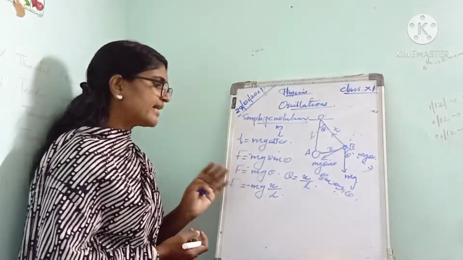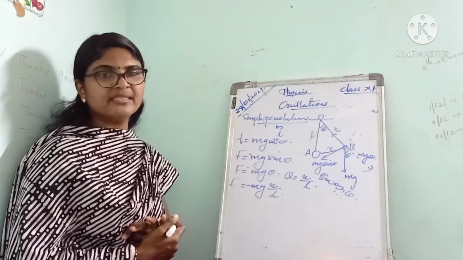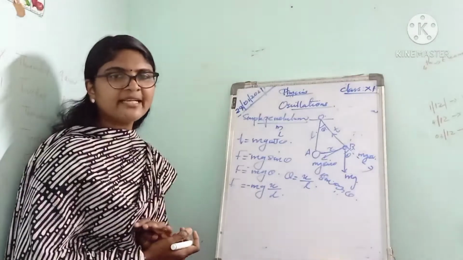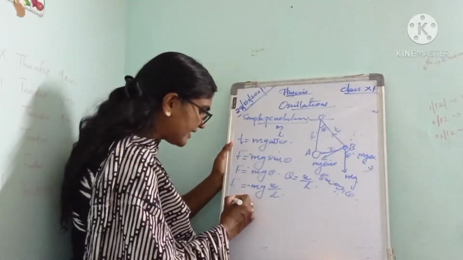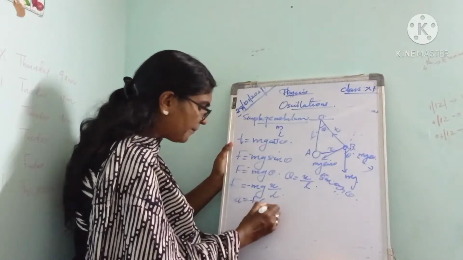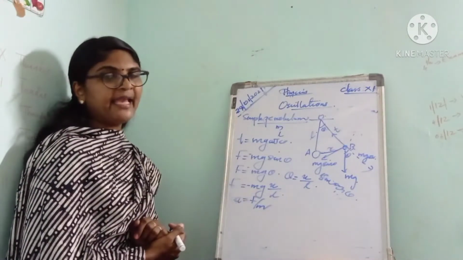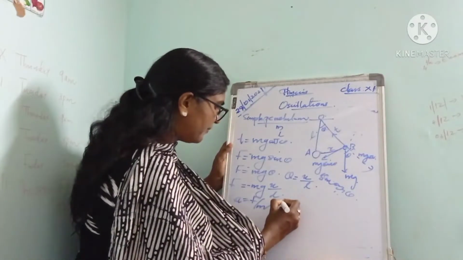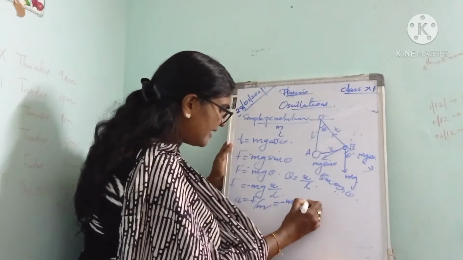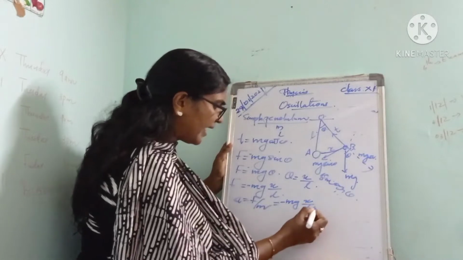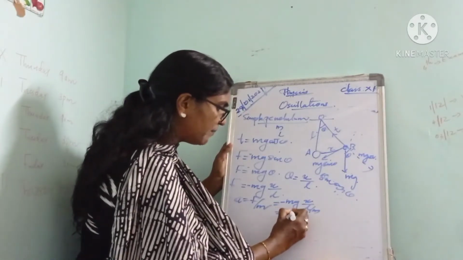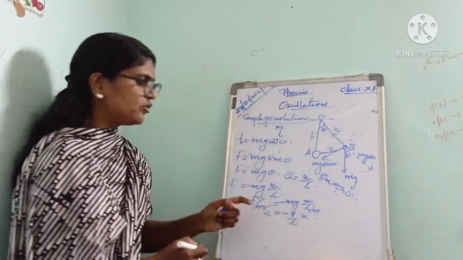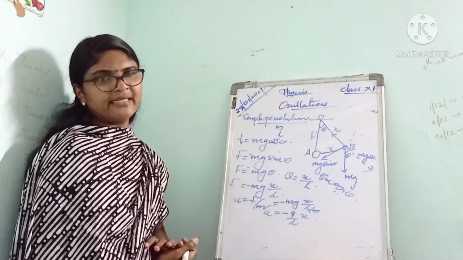Isn't it? And under the action of the restoring force, the bob executes oscillations, and so the acceleration produced on the bob, acceleration A is equal to F by m. So that is equal to F, which is minus mg x by l, divided by m, and this m cancels, and we get minus g by l into x. So the acceleration A is equal to minus g by l into x.